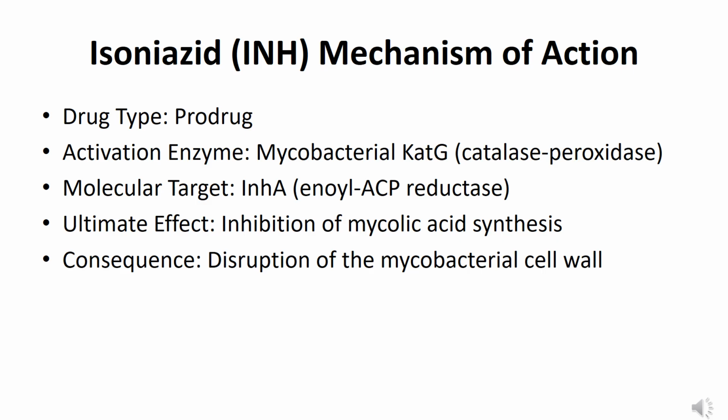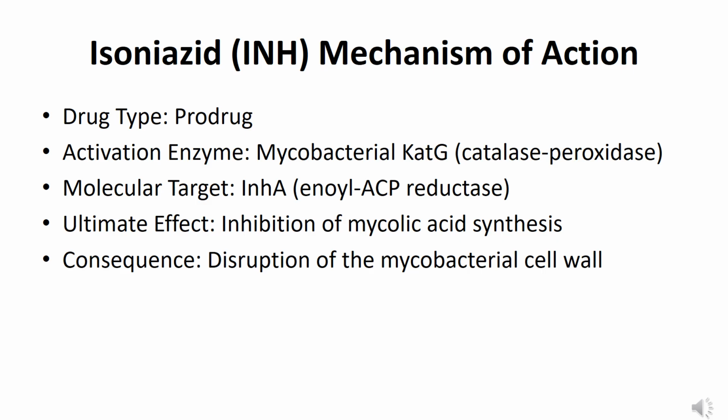to survive. This mechanism explains why isoniazid is particularly effective against actively growing and dividing mycobacteria. These rapidly multiplying organisms require constant production of new cell wall material. By blocking this process, isoniazid can produce powerful bactericidal activity during the intensive phase of treatment.